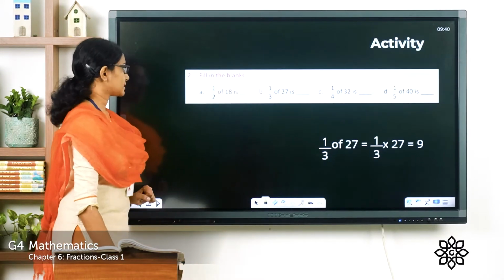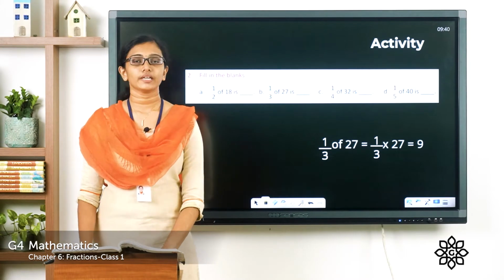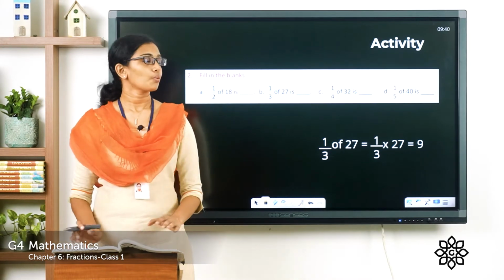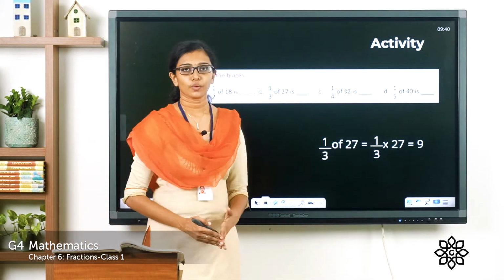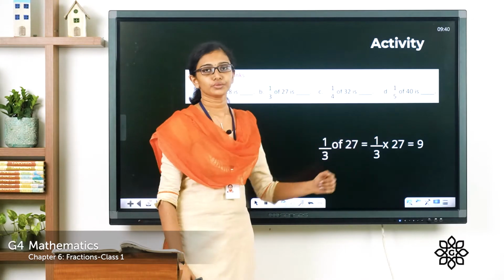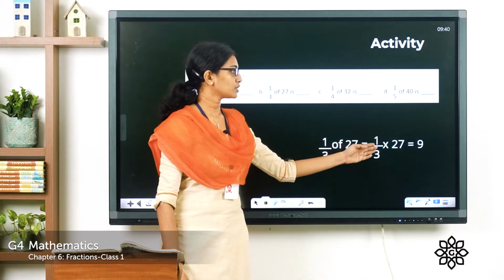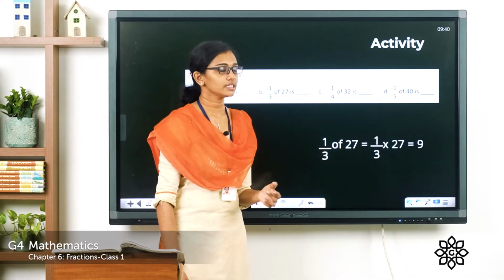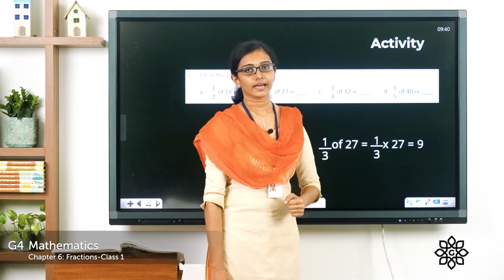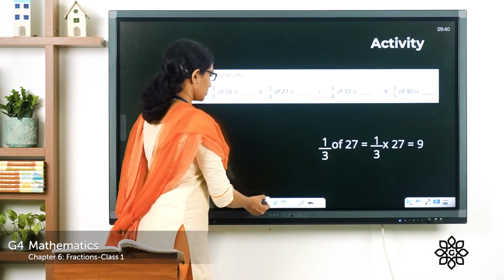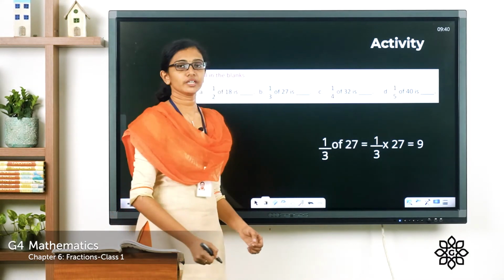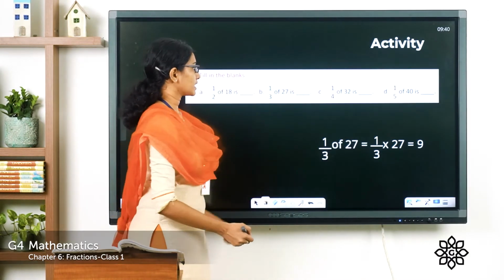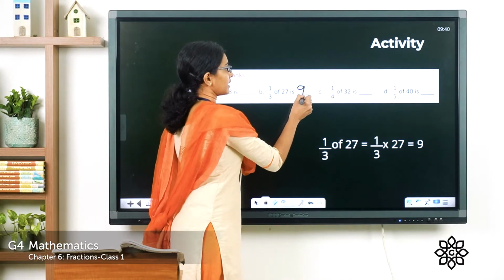Now what about question B? 1 by 3 of 27 is? 1 by 3 of 27 is equal to 1 by 3 into 27, or 1 into 27 is what? 27. So 27 by 3, what is it? It is equal to 9. So what you are supposed to write here? 1 by 3, or 1/3 of 27, is equal to 9.